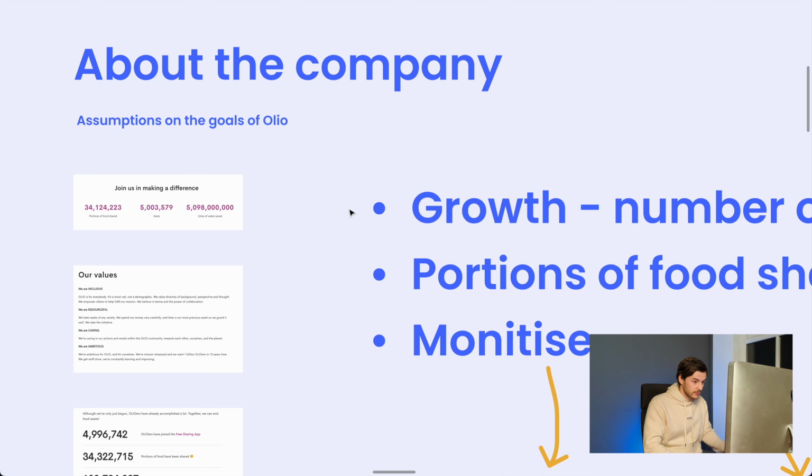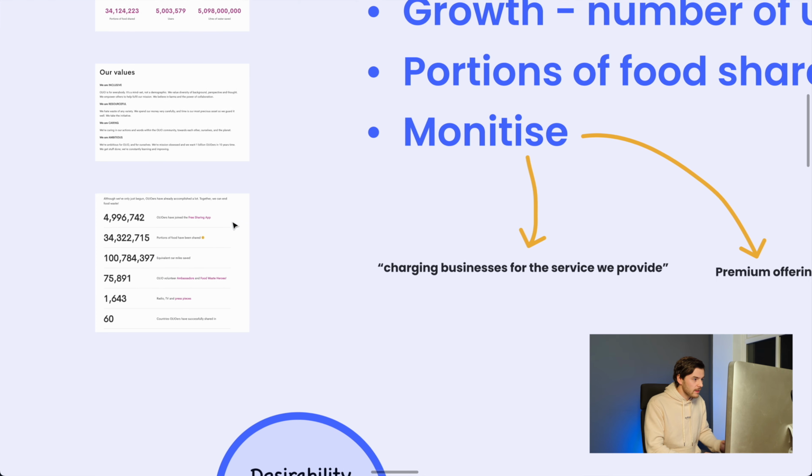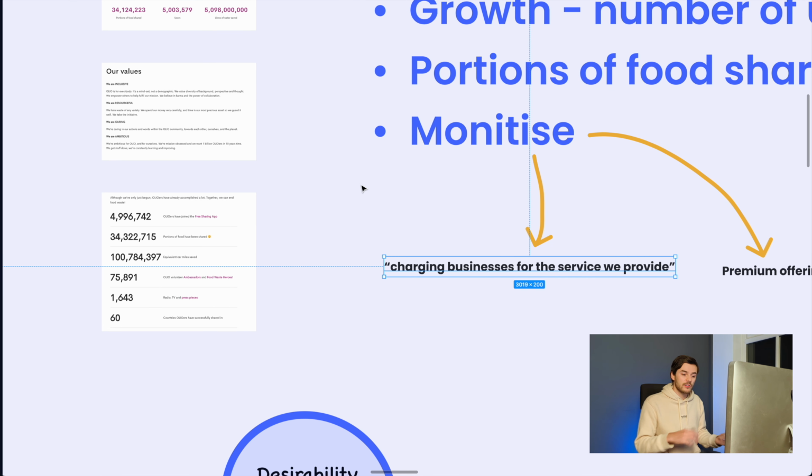So companies need to make money. This isn't inherently dirty. Companies have to make money, and there are ways in which they do it. So they talk about how they charge businesses for the services they provide. So I imagine they potentially charge big companies like Tesco. If Tesco has food going out of date, Olio might charge them and be able to take some of that food away and help them. It's really good for Tesco's brand. So that's one way in which they're making money.